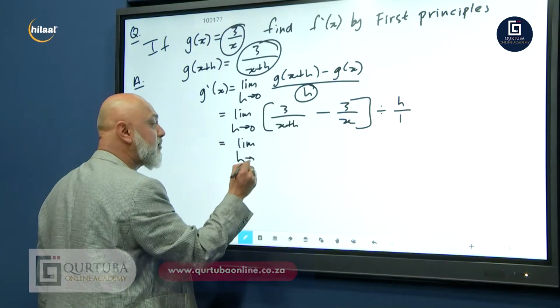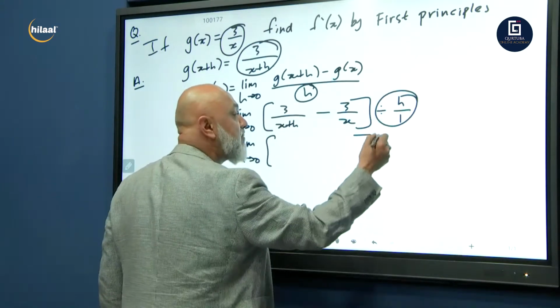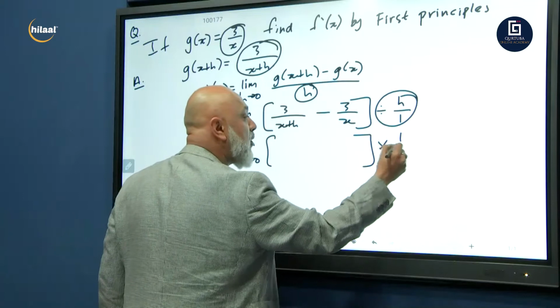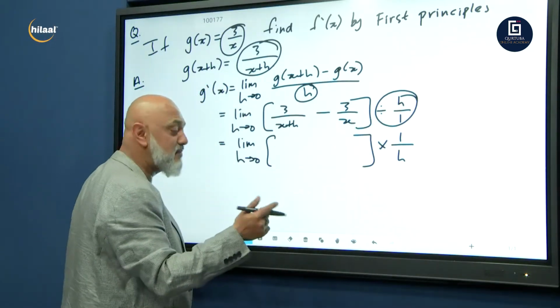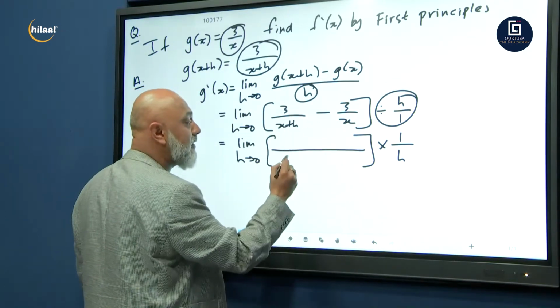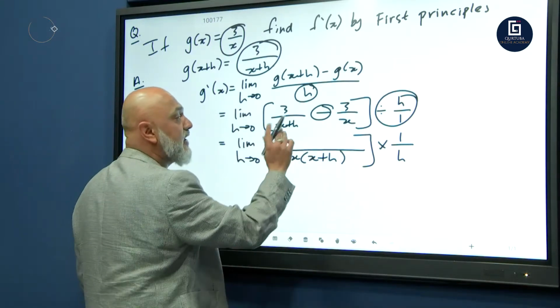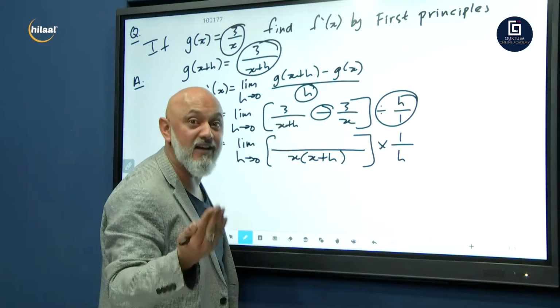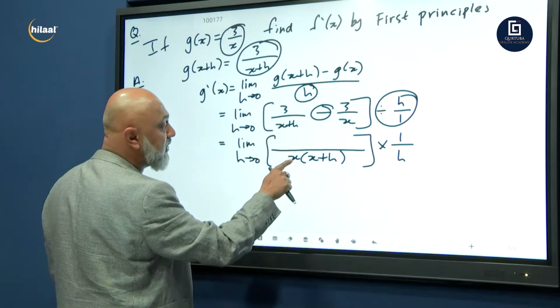Okay, now divided by h, watch what I do. Limit as h approaches 0. This is normal algebra now. Here I'm going to multiply by 1 over h. We can change the division to multiplication and flip it over. It's the same thing. Now here I'm going to find the LCD. In algebra, I'm going to say x into x plus h. That's my lowest common denominator. Whenever you're subtracting two fractions in algebra, use the LCD. So x plus h will cancel. You're left with x.